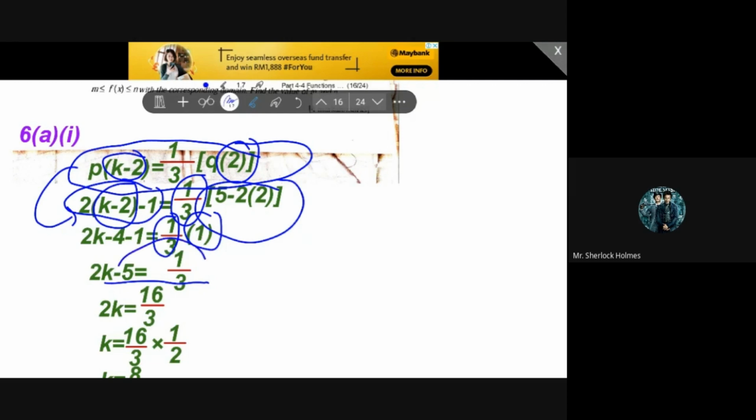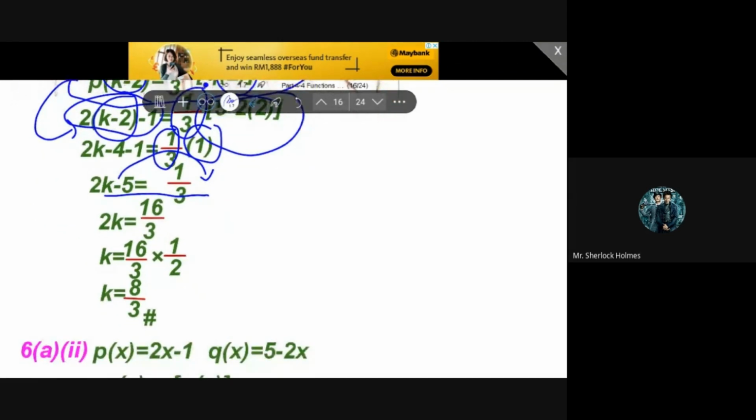You shift, kamu kena pindah negatif ini kat sebelah kanan. You shift it to the right side. You will get 16/3 over here. And then from here, how to solve. Sometimes people get stuck here. Ini basic algebra untuk those yang ambil maths.